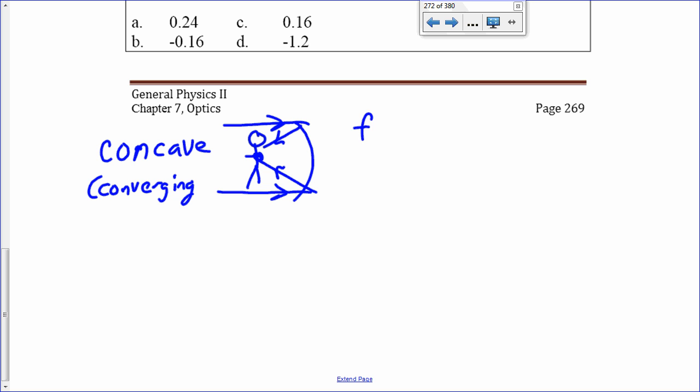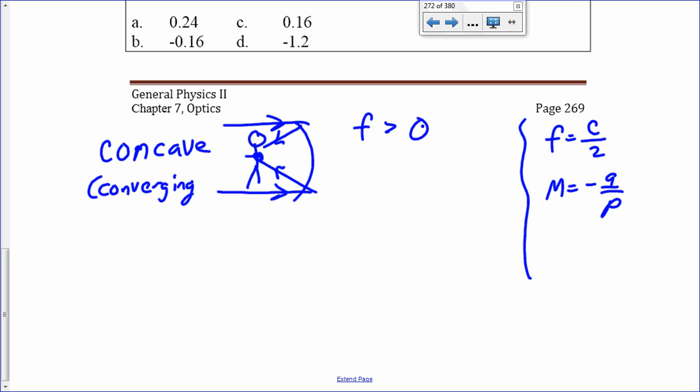The focal length for this is positive. It's greater than 0. And also remember, just in general for mirrors, that the focal length is 1/2 the radius of curvature. The radius of curvature is the radius of that sphere from which your mirror has been formed. Also for mirrors, and we'll see this for lenses as well, the magnification is -q/p. The mirror equation holds, that is 1/f equals 1/q plus 1/p.